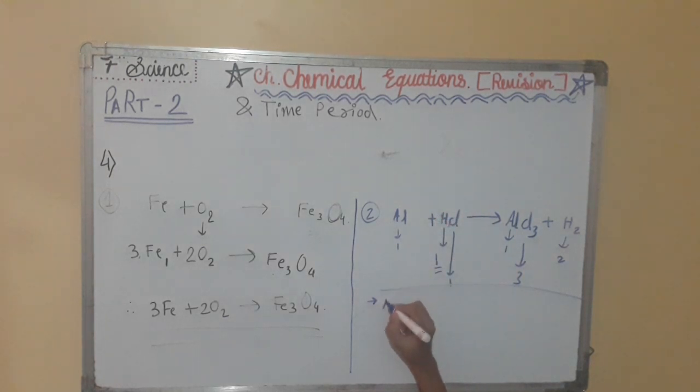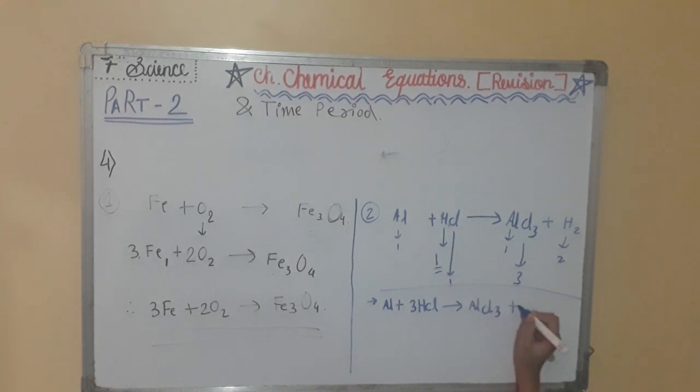So we will write like that: Al plus 3HCl is equal to AlCl3 plus H2. Now the hydrogen's molecule has become more, so this H2 we will multiply 3 with this H2, but now this has become 6 because 3 into 2 is 6. Now hydrogen's molecule has become 6. Now we have to again balance them.